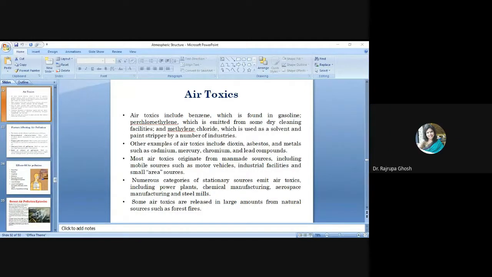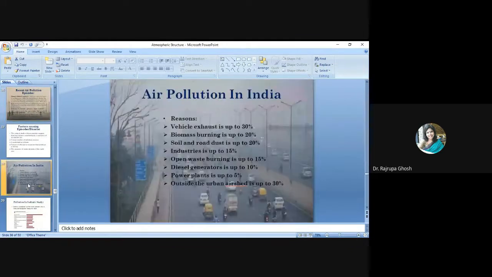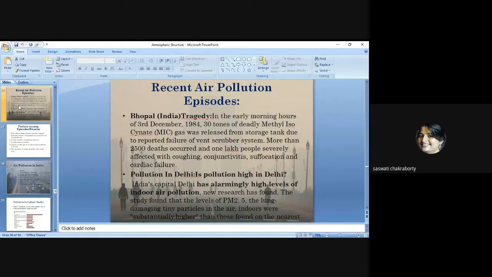The slide is not changing. Oh, it's not changing. It's showing the air toxics slide. Now it's changing. That is the problem with this whenever I'm trying to go into full screen. Don't use full screen, just use it in normal mode. Okay.